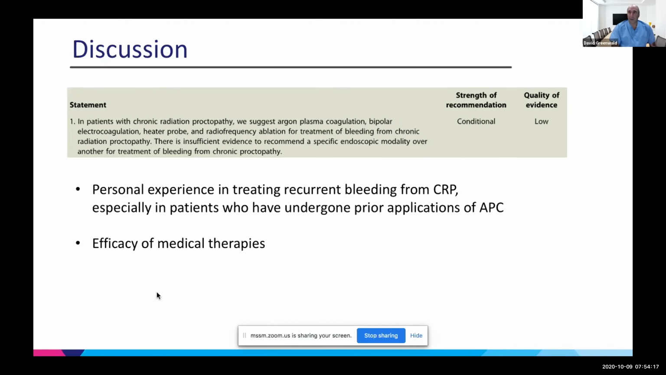Hey, Nikhil. Okay. It's Dave. Christina, thanks for clarifying proctopathy versus proctitis. But the most important thing here is Jerry's waving his hand. So call on Jerry, please.